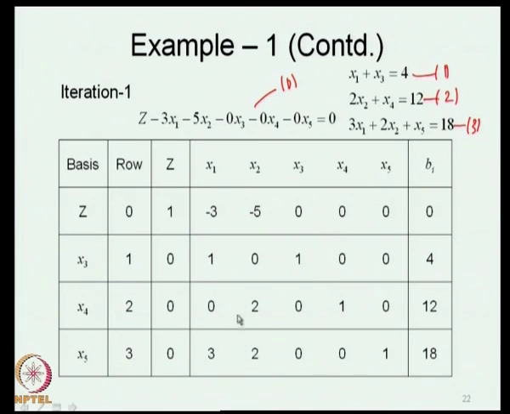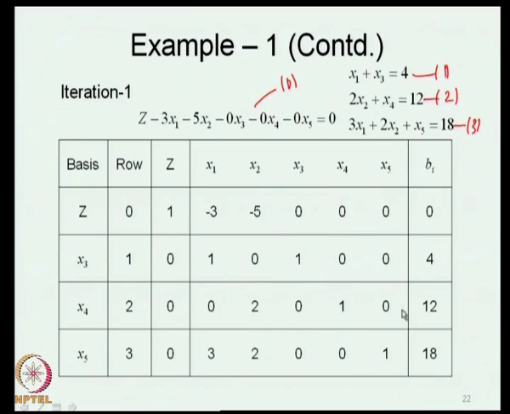So, that is how you write the coefficients of x 2. Similarly, x 3 you look at, x 3 has a coefficient of 0, then 1, 0 and 0. Similarly, x 4 has a coefficient of 0 and in row 1 it has 0 and in row 2 it has 1 and 0. X 5 has a coefficient of 0, 0, 0 and 1. So, this is how you write the coefficients of each of the variables.